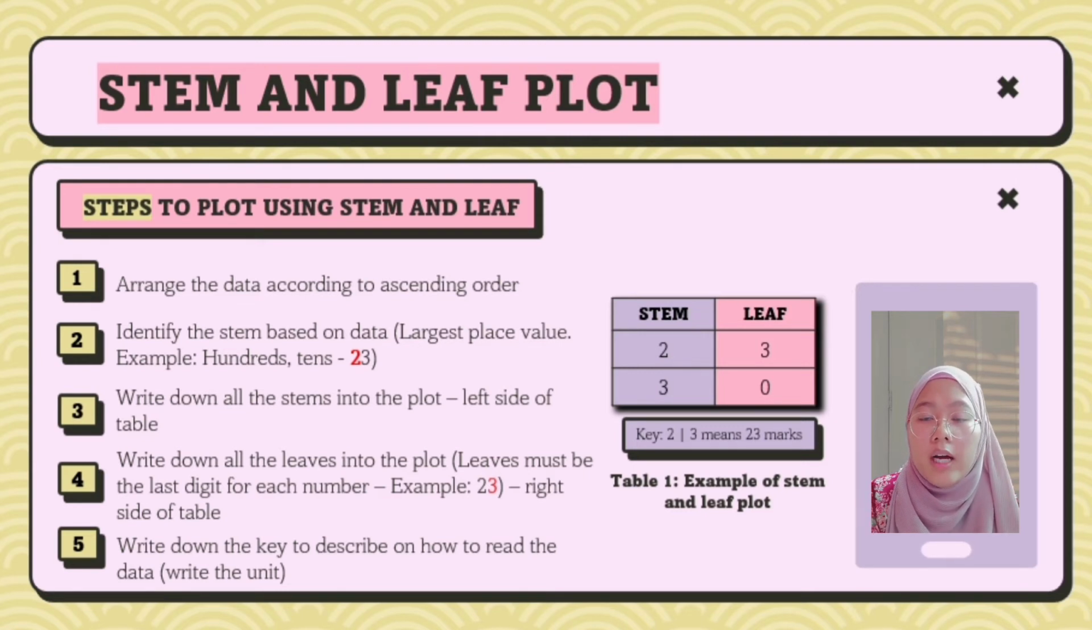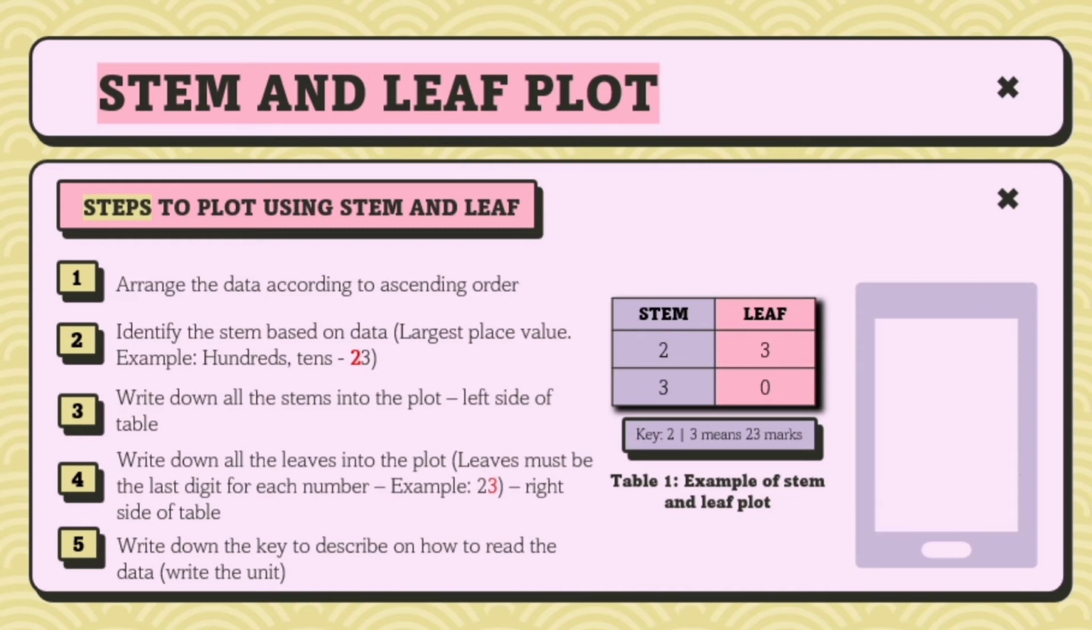Okay, after you're done plotting all the data set, remember to write down the key to describe how to read the data. As you can see in the example given, key 2/3 means 23 marks. Remember to write down the units too. If the data set is about test marks, the unit must be marks. I already prepared an example to plot the data using this plot, so please watch the video that I have prepared.